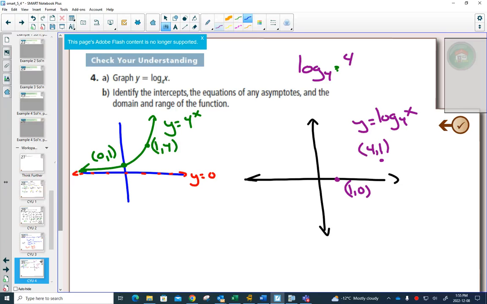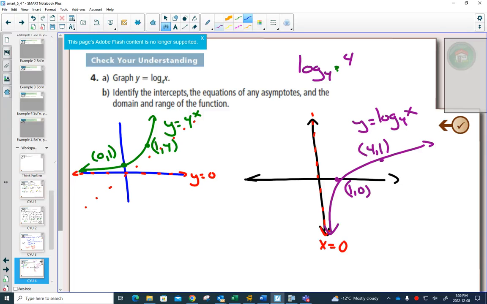If your exponential graph has y equals 0 as an asymptote, and you switch x and y, your log graph has x equals 0 as an asymptote. And really what's happened is we've taken the green graph, reflected it over the diagonal line y equals x, and you would get the purple graph. That's how inverses work.